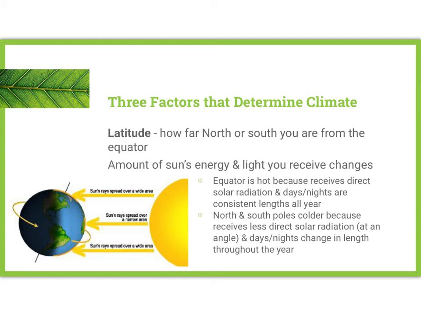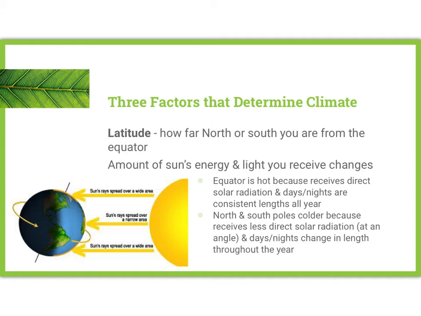The last factor that determines climate is the latitude. Latitude is how far north or south you are from the equator. This is important because the amount of sun's energy and light you receive changes depending on your position. So, at the equator, the sun's rays are concentrated over a narrow area, meaning that all of this energy is directed in one small spot.